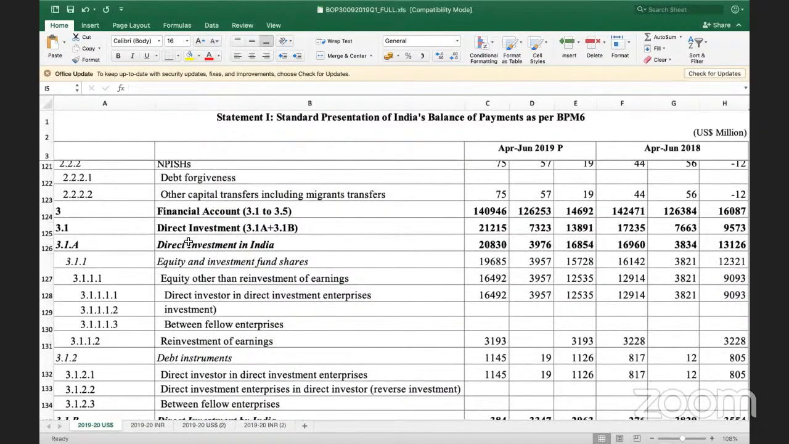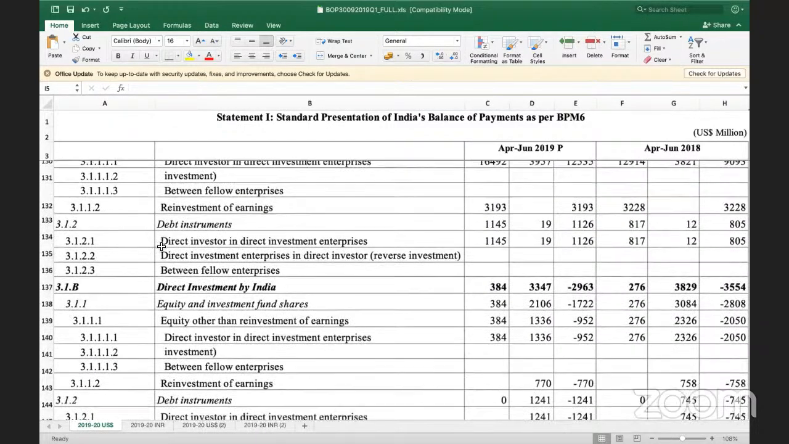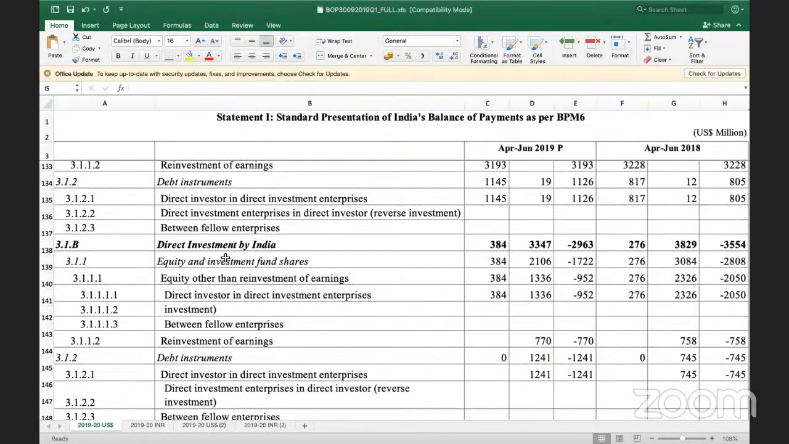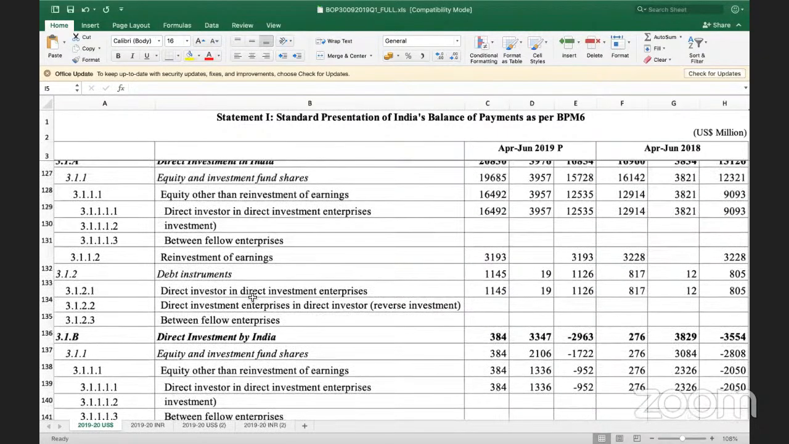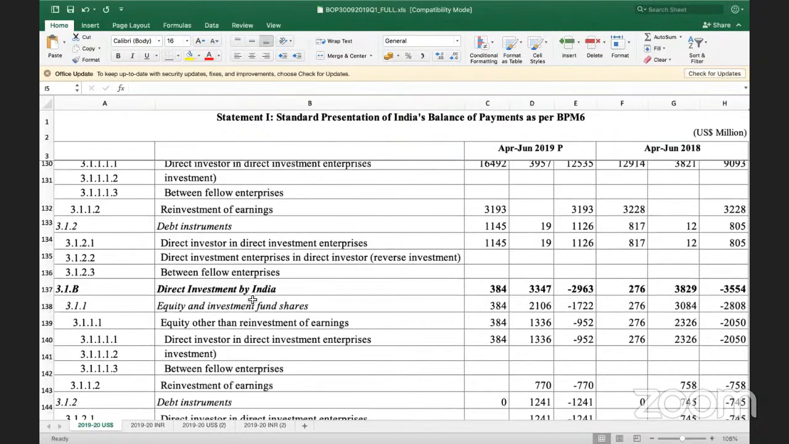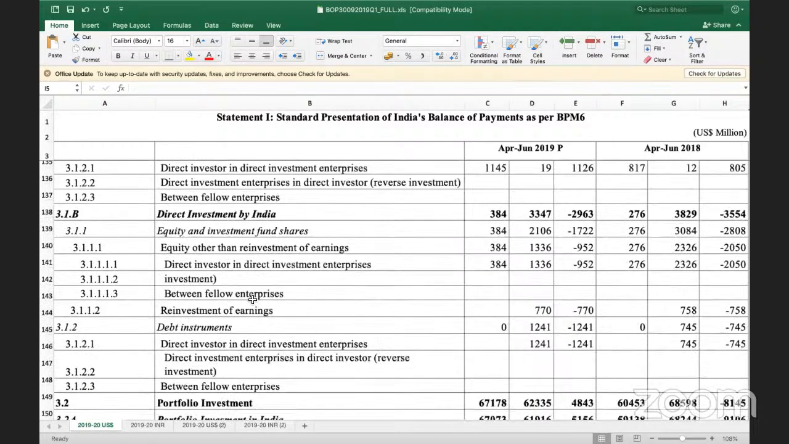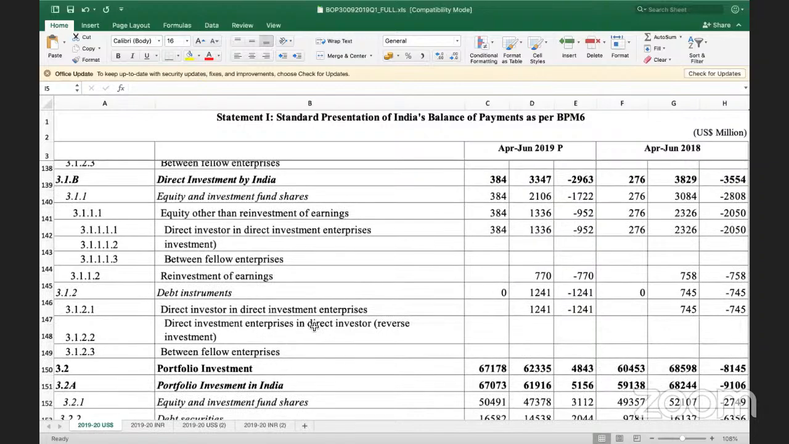Direct investment in India and direct investment outside India. That means direct investment by India. If Bank of America comes and sets up their company, that's direct investment in India. If Tatas go out and take up projects outside the country, that is direct investment by India.